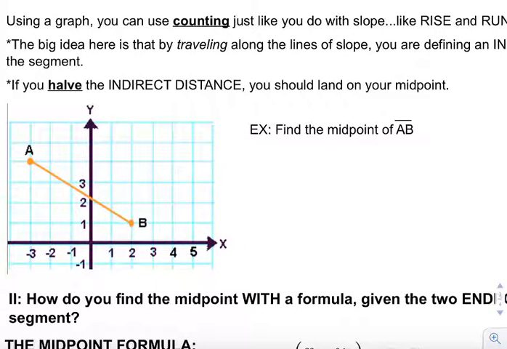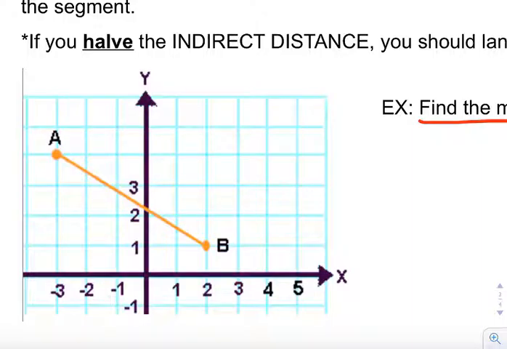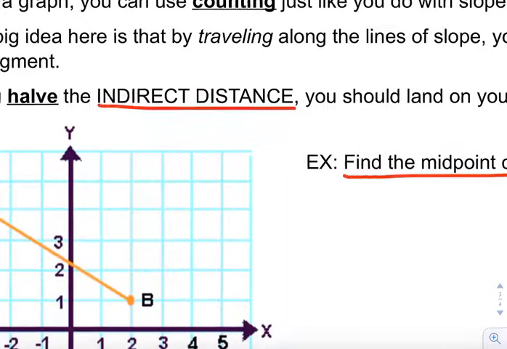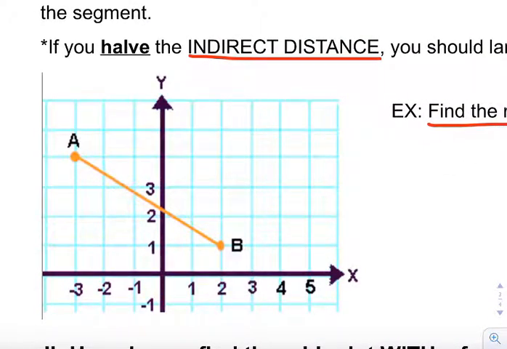So let's say I want to find the midpoint of line segment AB. Well, first I have to understand how to get from A to B. Now we're going to talk about an indirect distance, which is very similar to looking at how you travel with slope. What I mean is, if you're starting with A, you can go over a certain amount, and then you can go down a certain amount, and you can end up right at B.